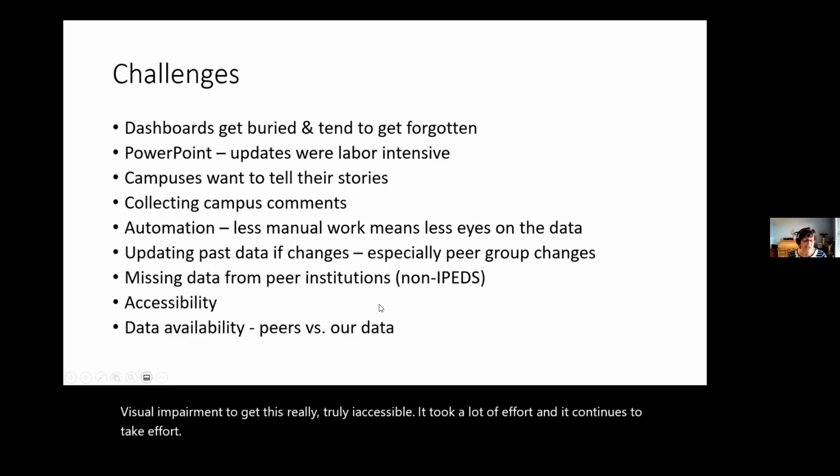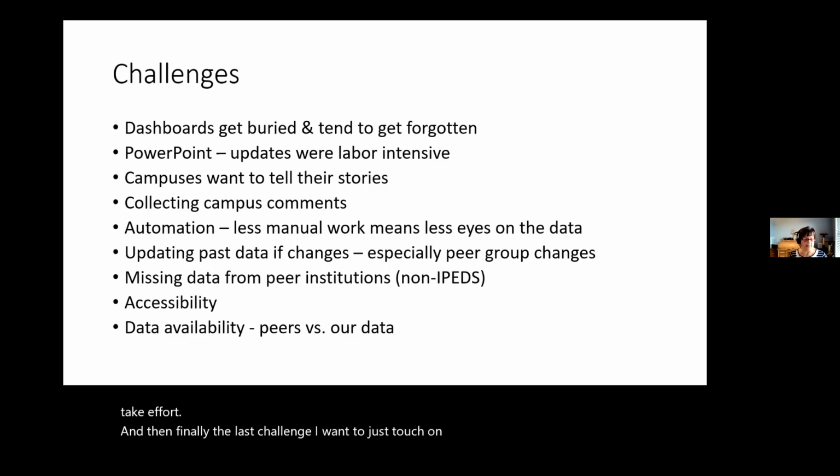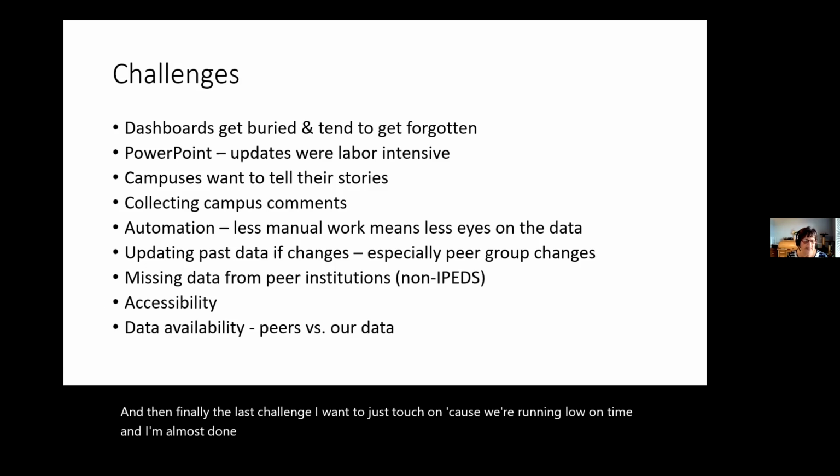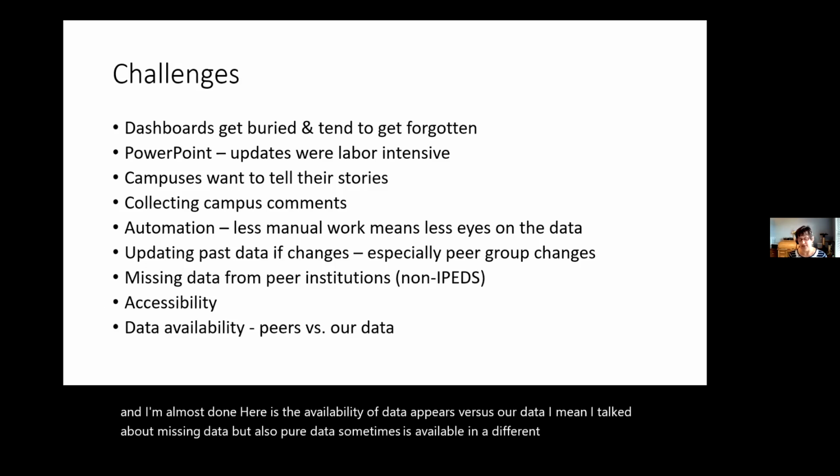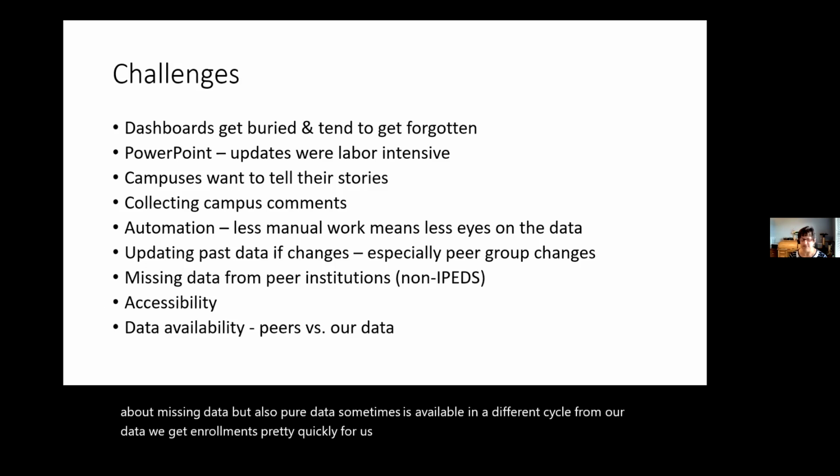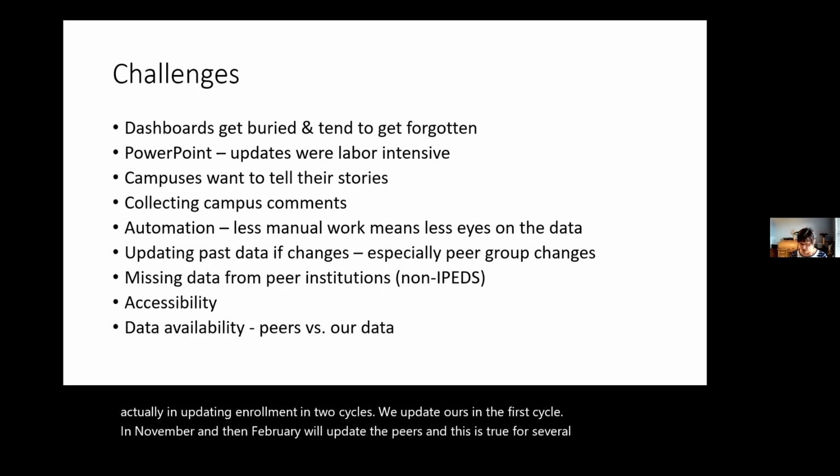And then finally, the last challenge I want to just touch on, because we're running low on time and I'm almost done here, is the availability of data, peers versus our data. I mean, I talk about missing data, but also peer data sometimes is available in a different cycle from our data. You know, we get enrollments pretty quickly for us, of course, but we have to wait for the peers. So instead of updating all the enrollment data in one fell swoop in November, now we're actually updating enrollment in 2 cycles. We update ours in the first cycle in November, and then February, we'll update the peers. And this is true for several other types of data outside of enrollment.